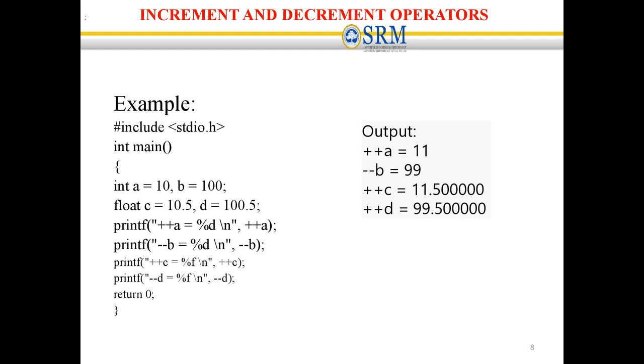The prefix increment operator means the variable is incremented first and the expression is evaluated using the new value of the variable. Whereas in the prefix decrement operator, the variable is decremented first and then the expression is evaluated using the new value of the variable. Both the increment and the decrement operators are used in decision making and looping.